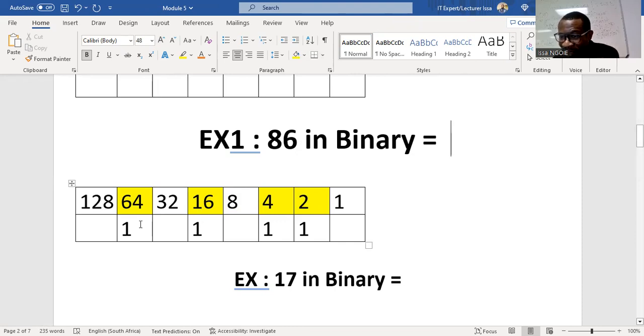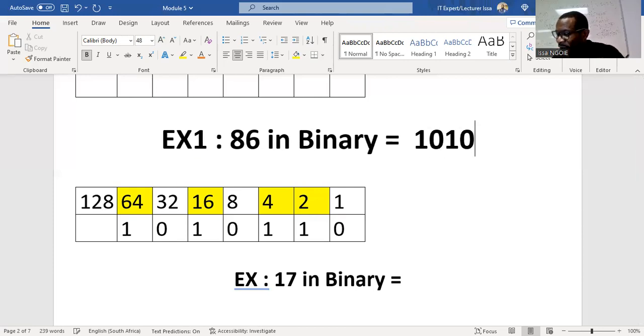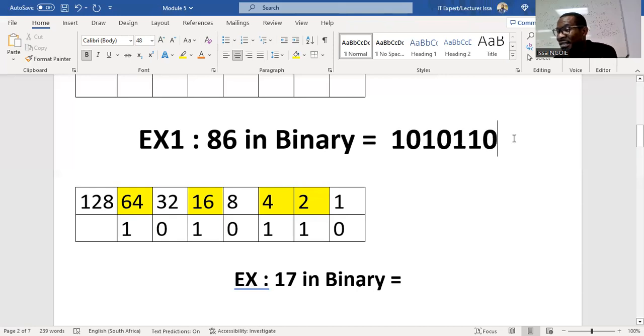So from me, you're going to put what? You put 0, then you put 0, and then you put 0, right? So your 86 in binary is 1 0 1 0 1 1 0. This is your 86 in binary. So when you are typing on your keyboard 86, your computer can see 1 0 1 0 1 1 0. Automatically your PC will know that this is 86. Right? Let's take another example.